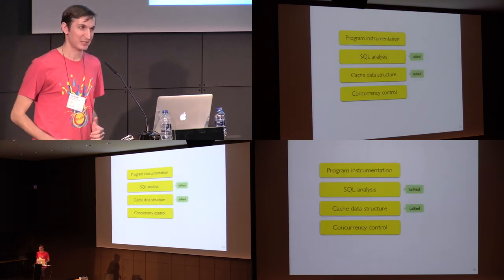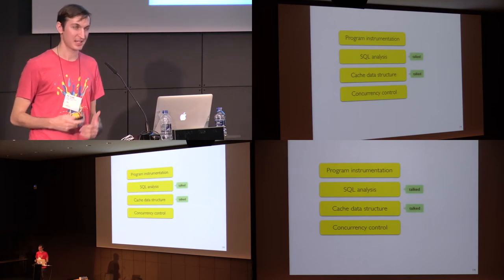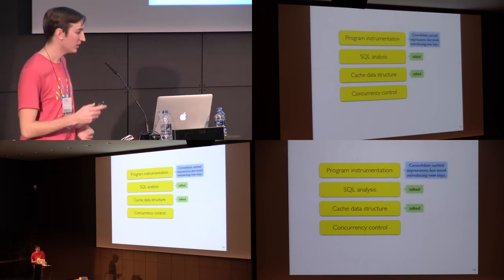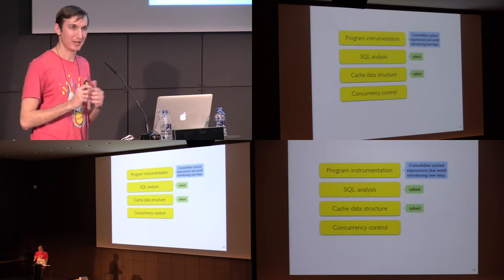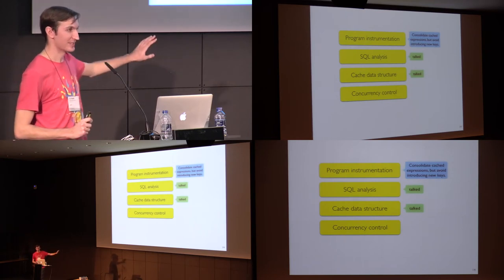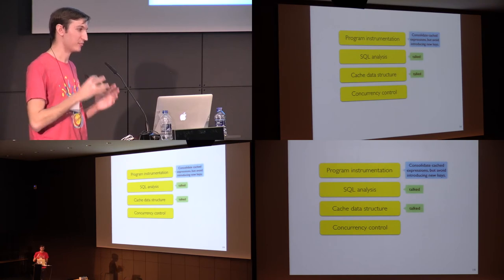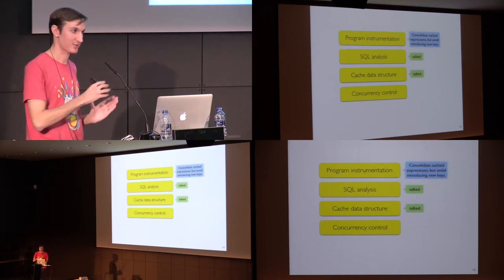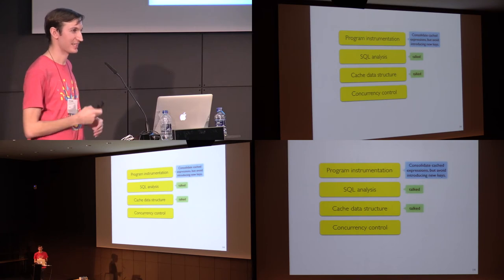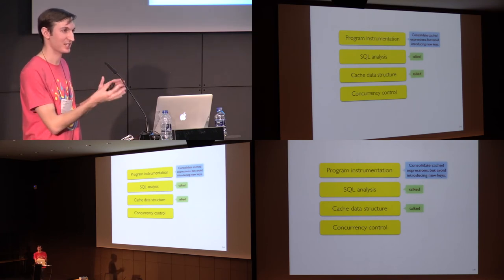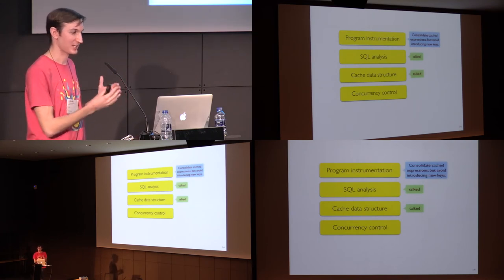So I've talked a little bit about how we do SQL analysis and our cache data structure. I'm going to touch briefly on how we do the other two things. So for program instrumentation, SQL cache looks for big blocks of read-only code to cache. It tries to consolidate caches without having too many cache keys at the same time.